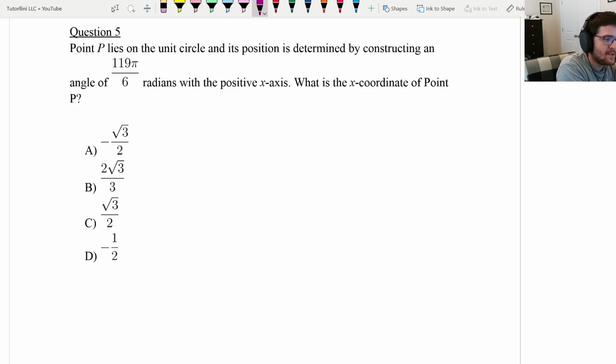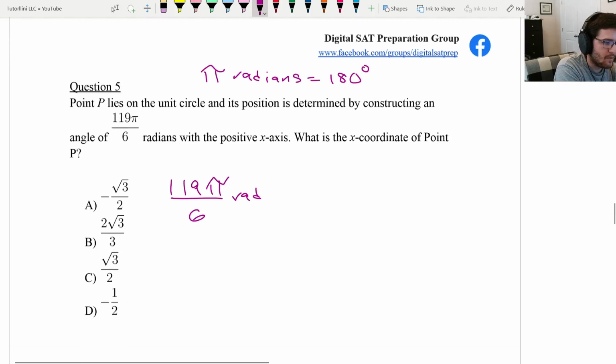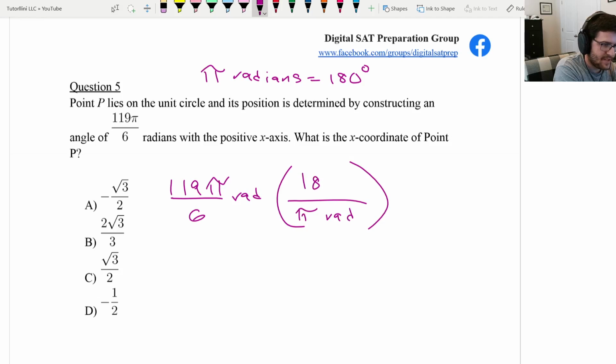That's what I tell all my students to do. The numbers will make so much more sense to you if you just convert to degrees right at the beginning. So the unit conversion, which you should memorize, is pi radians is equal to 180 degrees. So we're going to make a unit conversion. We're going to put pi radians on the bottom and 180 degrees on the top.